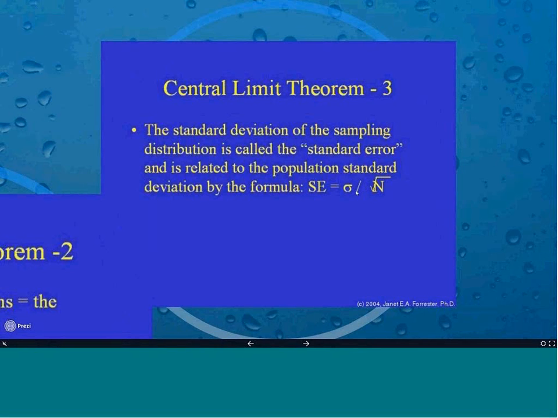You need to divide this with the square root of the sample size. Okay, so that is standard error. You will see a lot of this. Okay, standard error today. Alright.